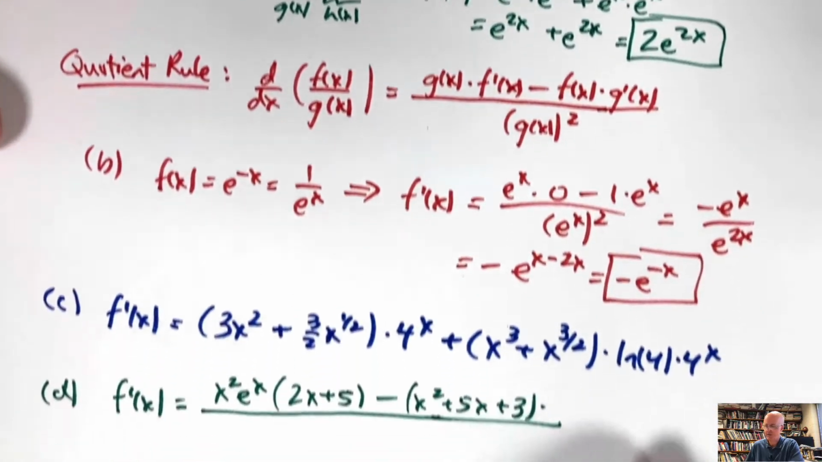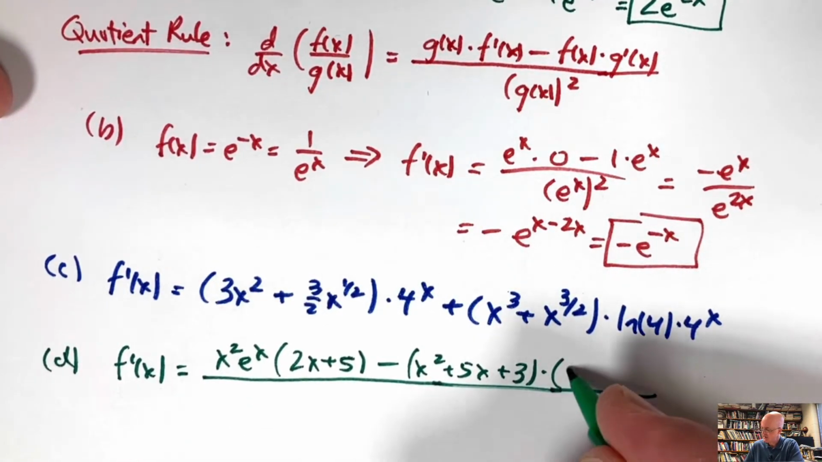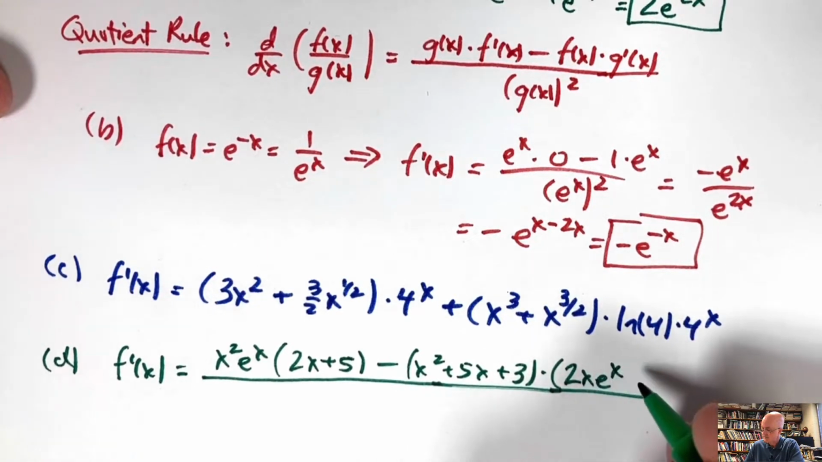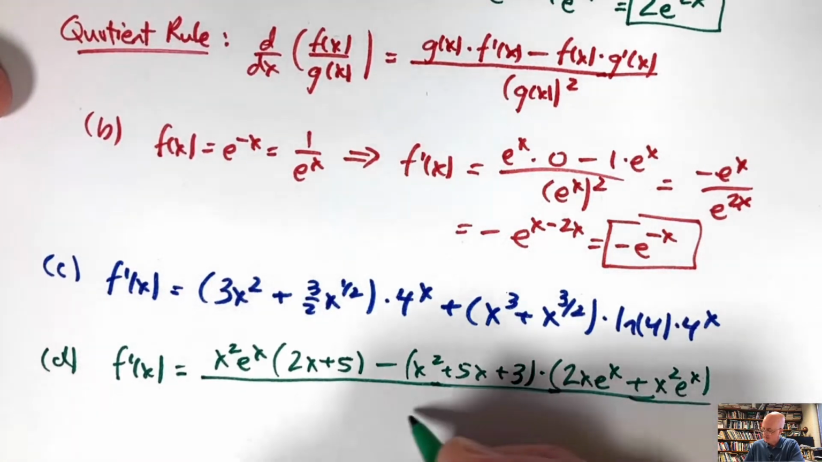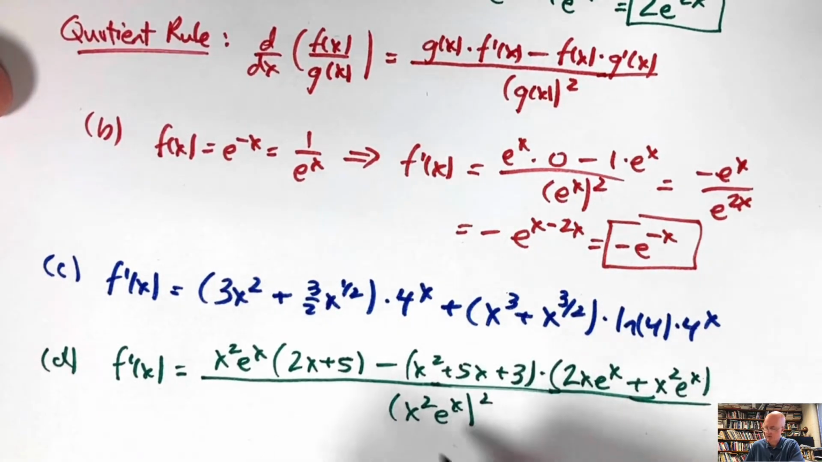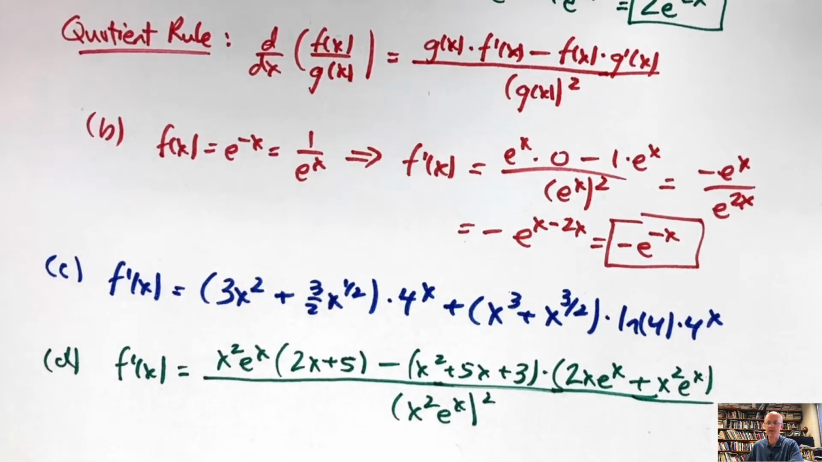So take the derivative of x squared times e to the x. The first function is x squared. Its derivative is 2 times x, times the second function. I'm using the product rule here. Plus the first function x squared times the derivative of the second. The derivative of e to the x is e to the x. Over the square of what's below, so it's x squared e to the x all squared, which of course I could also write as x to the 4th times e to the 2x. But I'll just go ahead and stop right there.